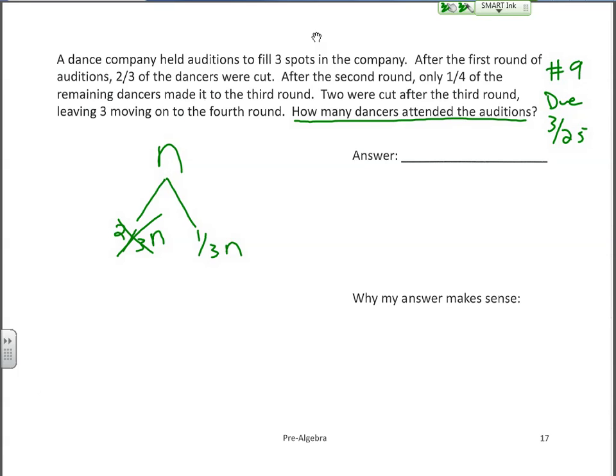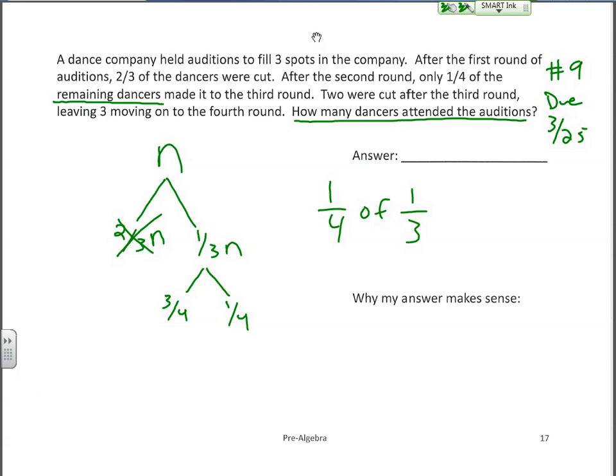It says after the second round, only a fourth of the remaining dancers made it to the third round. A fourth of the remaining dancers. So we can split this group up into 3/4 and 1/4. But here's where the wording of this really comes into play, and we have to be careful. It says only a fourth of the remaining dancers. So when we write a fourth there, we're not talking about a fourth of the overall group of our original N. We're talking about a fourth of the third that moved on after the first round.